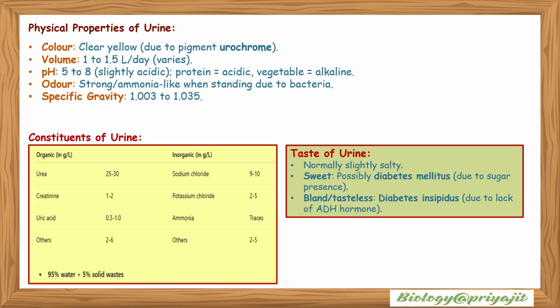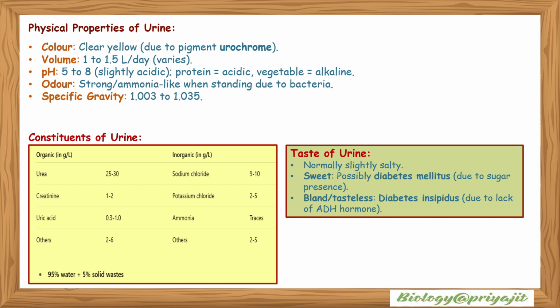The constituents of urine we should know: urea 25 to 30 gram per liter, creatinine 1 to 2 gram per liter, uric acid 0.3 to 1 gram per liter, other substances 2 to 6 gram per liter. Inorganic: sodium chloride 9 to 10 gram per liter, potassium chloride 2 to 5 gram per liter, a trace amount of ammonia, and 2 to 5 gram per liter of other substances. So urine has 95% water and 5% solid waste.